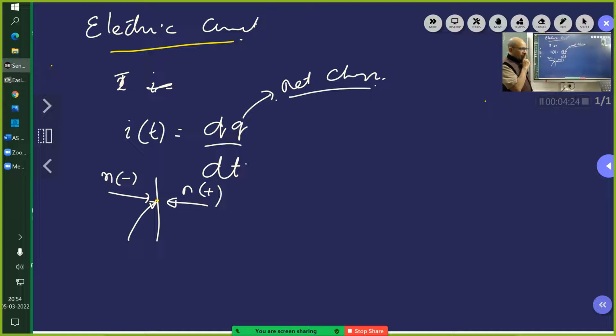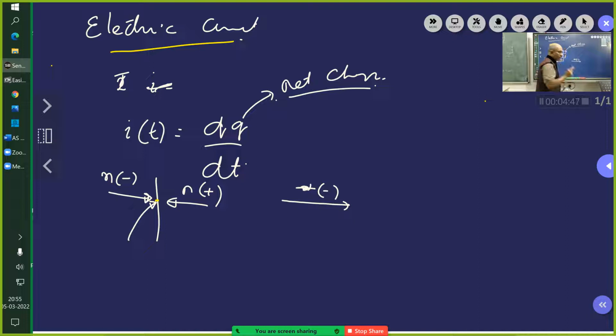Zero. Anybody else? Okay, nobody is answering. It's not 0. See here, the electrons are moving like this. The negative charges are moving in this direction.